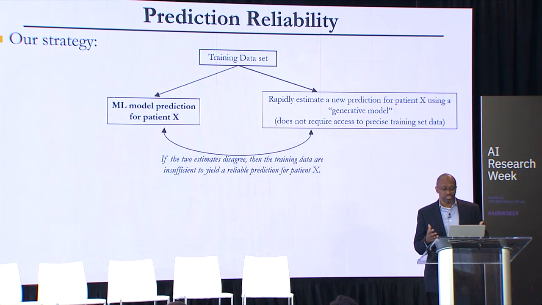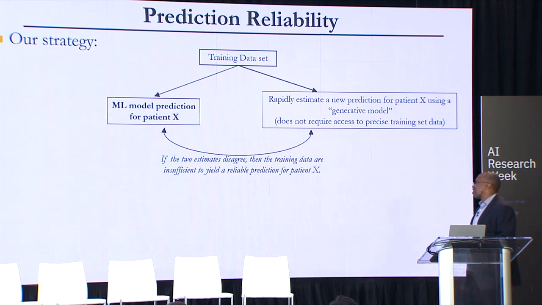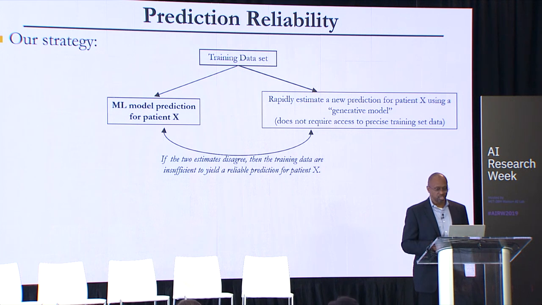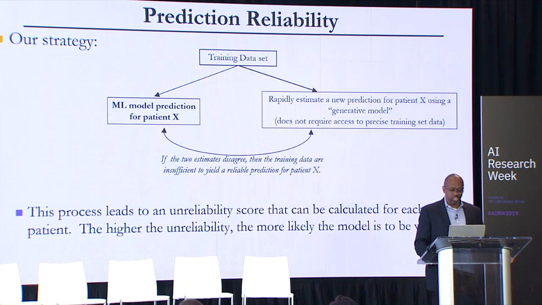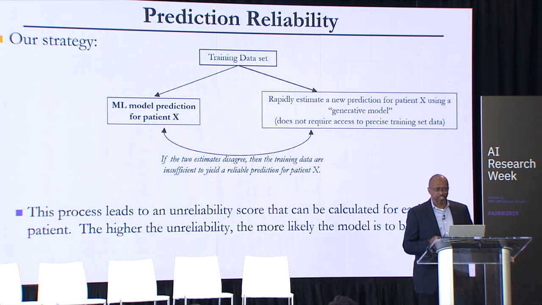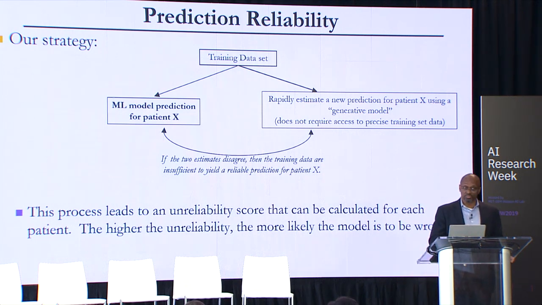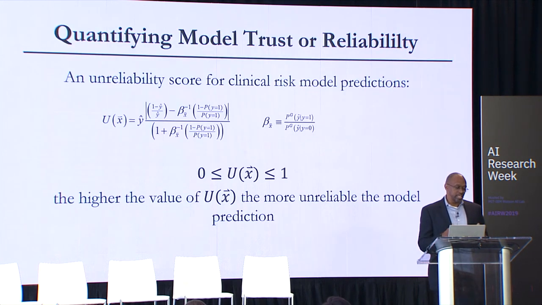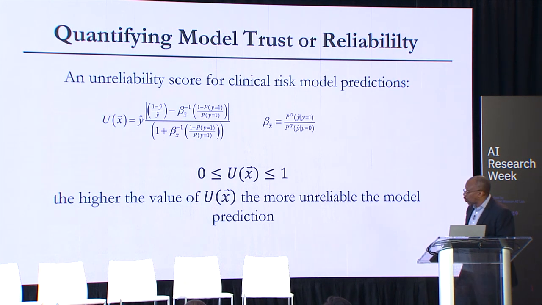When the two predictions disagree, we say the training data are insufficient to give a robust prediction for patient X. Very simple. The process leads to an unreliability score, which we can calculate for each patient, and we can then identify patient subgroups for which we expect the model to not be very good, just because the training data really don't lead to a robust assessment for that patient. You can actually analytically derive what this score would look like, and this is just to show you that it can be done.